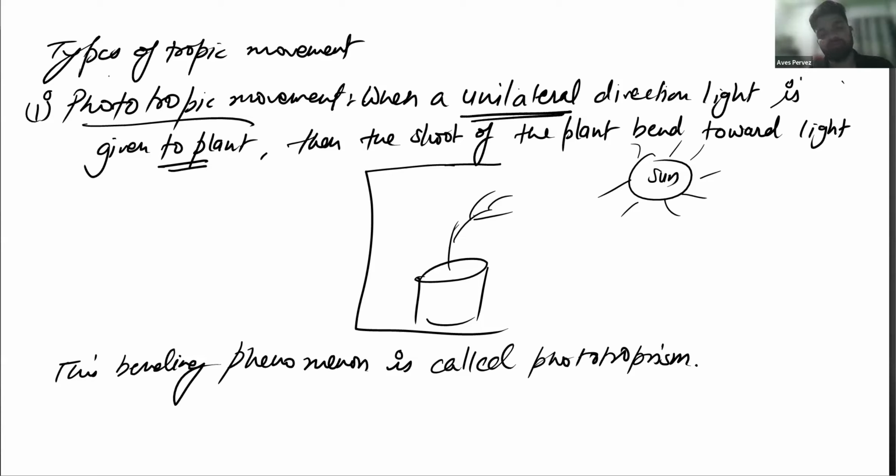I have a question in this. Does the shoot of the plant grow towards the light or away from the light, or both of them? It will grow towards the light. Okay. And this bending phenomenon is known as phototropism. Note it down.